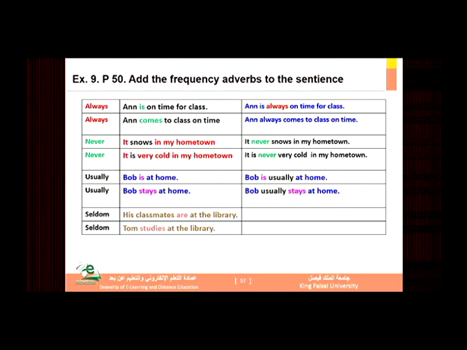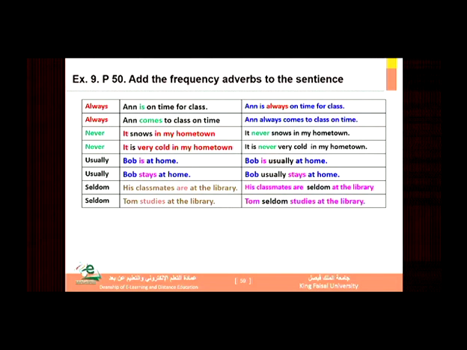Finally, the adverb seldom. His classmates are at the library. So the verb of this sentence is verb to be, are. Tom studies at the library. What do we have here? We have a main verb, a simple present verb. We want to see where to place the adverb seldom. His classmates are seldom at the library. Tom studies at the library. Tom seldom studies at the library. The adverb seldom comes before the main verb.